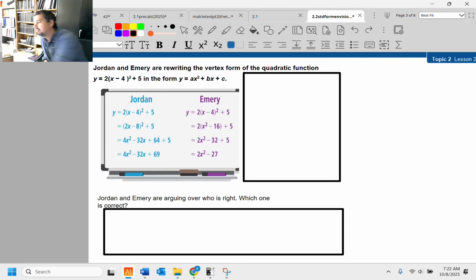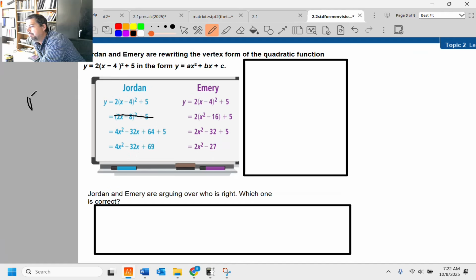First off, this move, PEMDAS. What he should have done was 2 times x minus 4 times x minus 4. If something's squared, you write it twice, and he should have done some work with that right there.